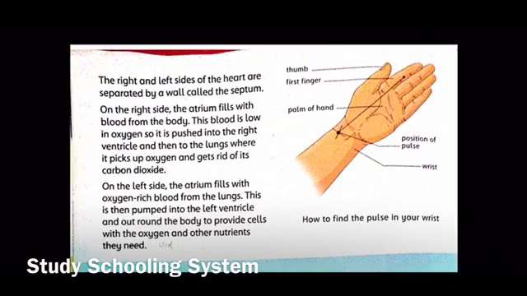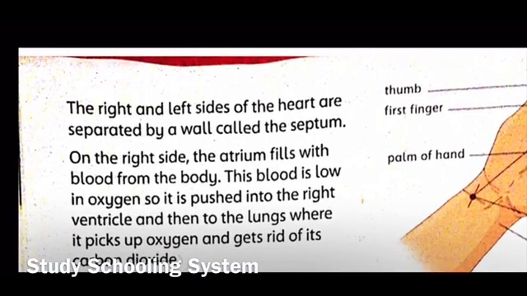And then they're telling you that the right and left sides of the heart are separated by a wall called septum. So you need to realize that because the right side had deoxygenated blood, it had blood coming back from the body that had zero or less oxygen in it, and the left side had blood coming from the lungs, which had oxygen in it, right?